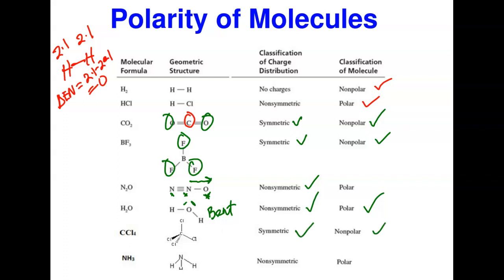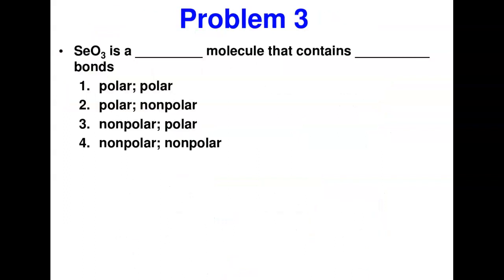And lastly, if you have 3 attachments on an atom, here they are the same. But the difference is that this structure is actually a trigonal pyramid. The reason why it's a pyramid is because it has a lone pair, making it non-symmetric and therefore a polar covalent molecule. So we're going to try to apply this in the next few examples.